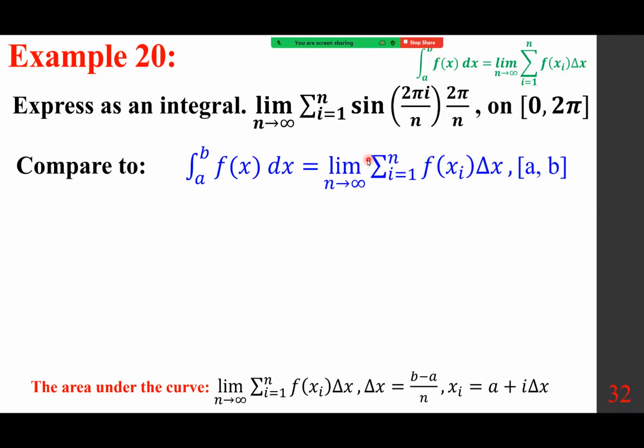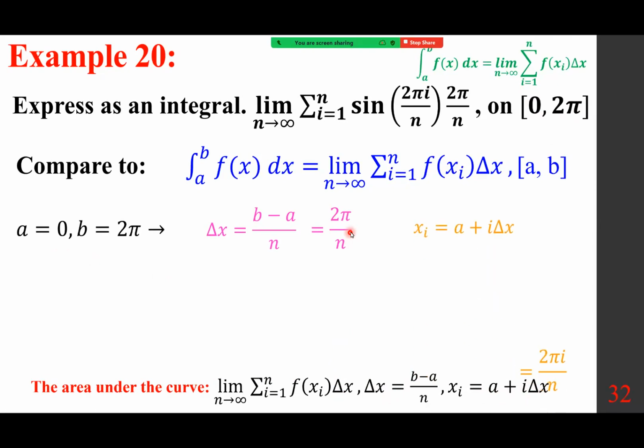So when we compare, the very first thing we notice, a is 0, b is 2 pi. Delta x is (b minus a) over n, (2 pi minus 0) over n, or simply 2 pi over n. We are comparing first. Then we are evaluating delta x. So by comparing, we have a and b, and now we are evaluating delta x. Also, x sub i is a plus i delta x, 0 plus i times this one.